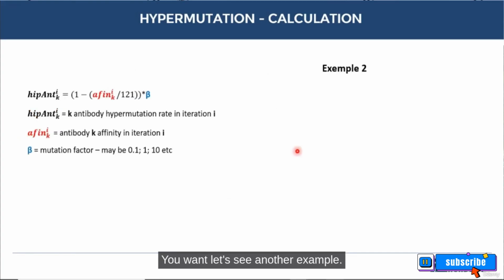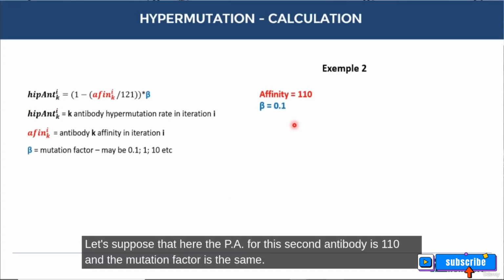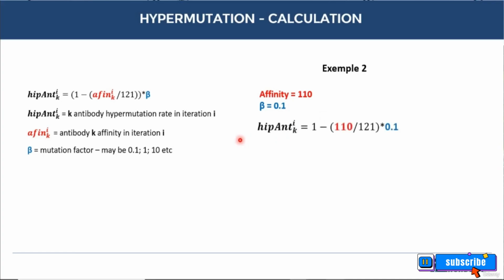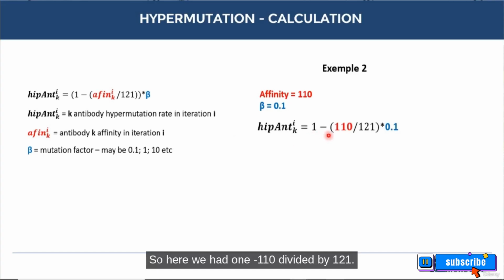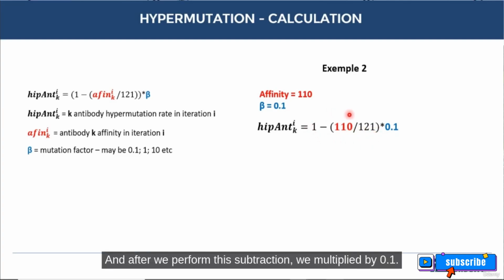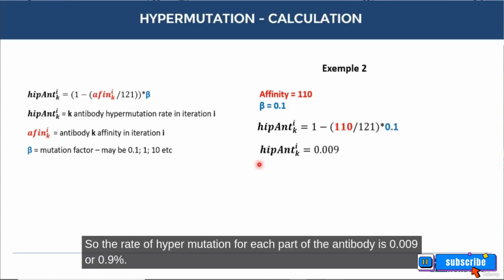Let's see another example. Let's suppose that here the affinity for this second antibody is 110, and the mutation factor is the same. So here we have 1 minus 110 divided by 121, and after we perform this subtraction, we multiply by 0.1. So the rate of hypermutation for each part of the antibody is 0.009 or 0.9%.